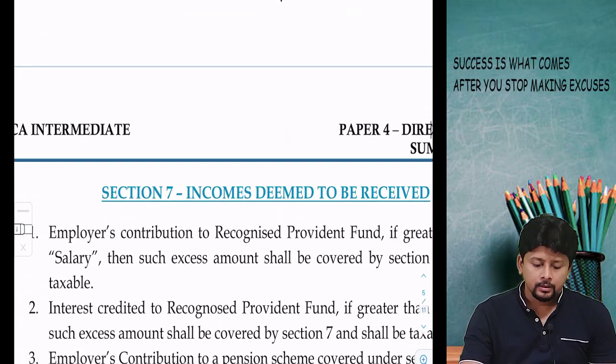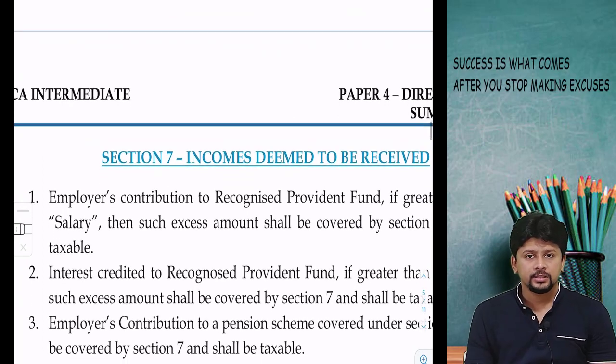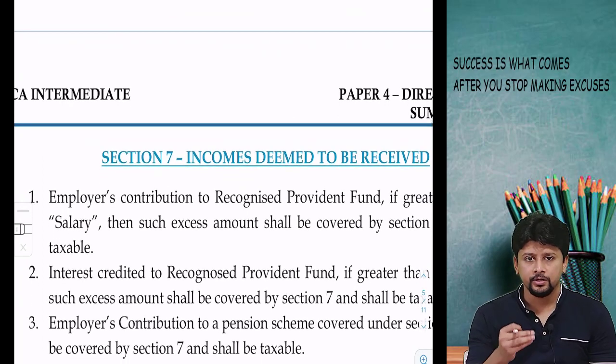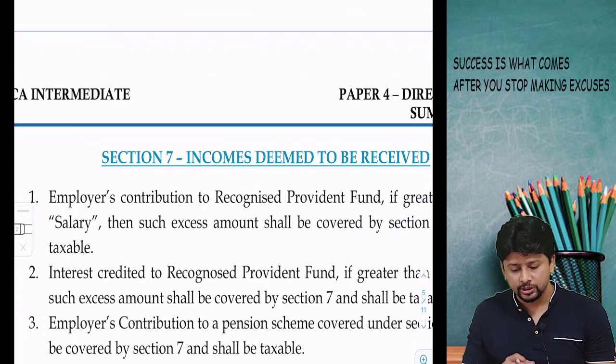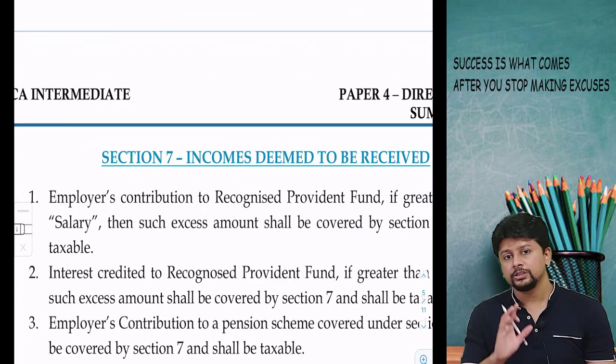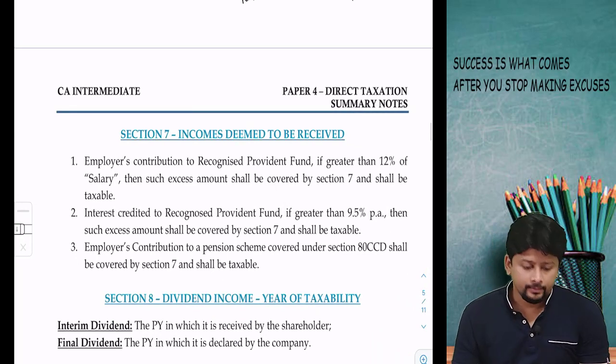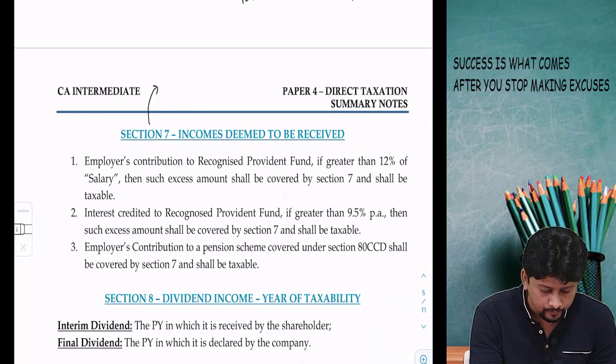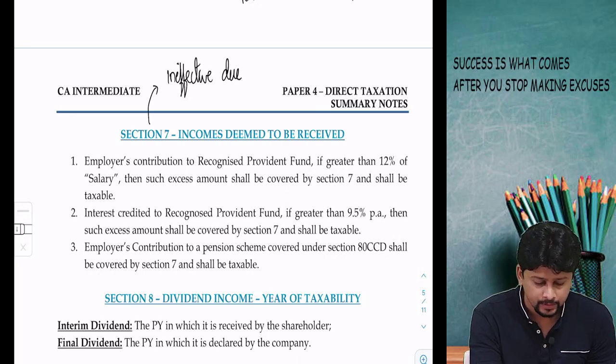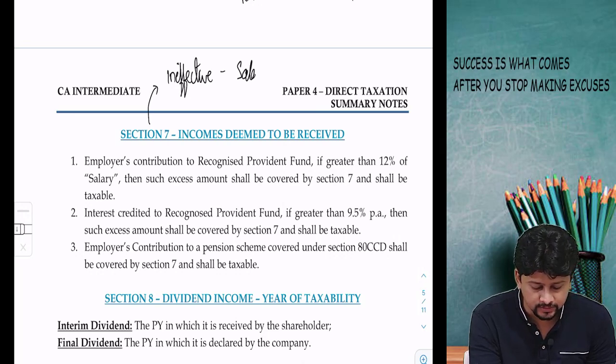Now, what else do you have to study in the chapter? You have to study section 7, you have to study section 8, you have to study section 9, and then eventually you have to study scope of income. Section 7 actually has become ineffective due to the amendment that has been introduced in the chapter of salaries.